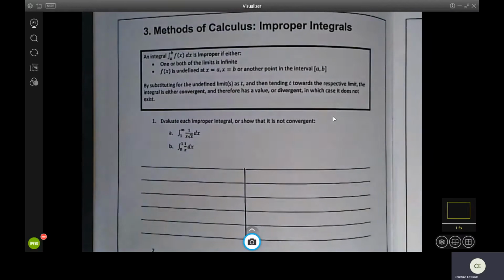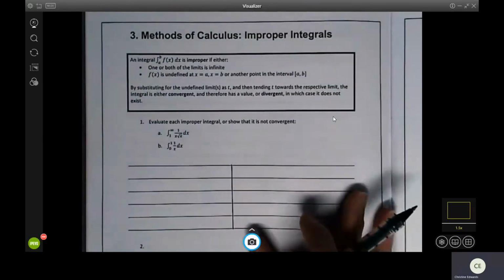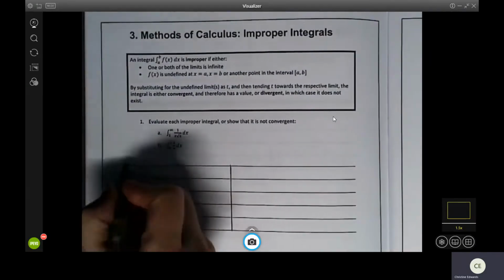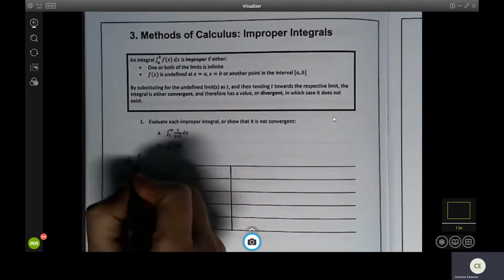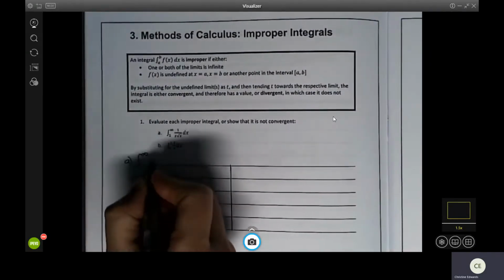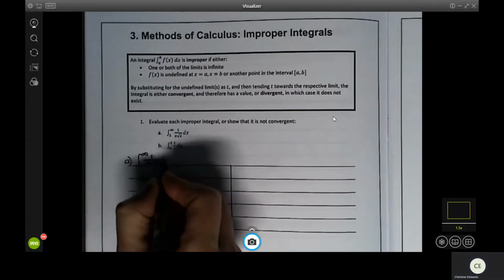So let's have a look at the technique using question 1. Part A, I am being asked to find the integral between 1 and infinity for 1 over x root x dx.